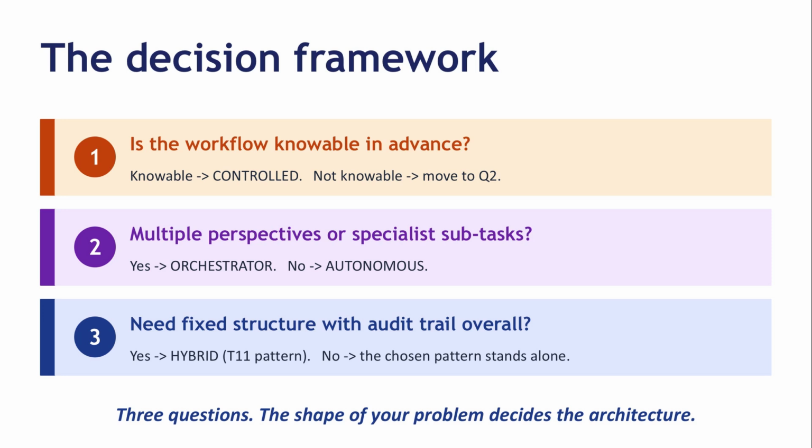Question 3. Does the system as a whole need a fixed structure with audit trail? If yes, hybrid, a controlled spine with autonomous or orchestrator nodes inside specific positions. 3 worked examples. A daily price newsletter for paying subscribers. Workflow knowable, audit needed. Pure phase 1. An incident investigation tool. Workflow not knowable. Pure phase 2.